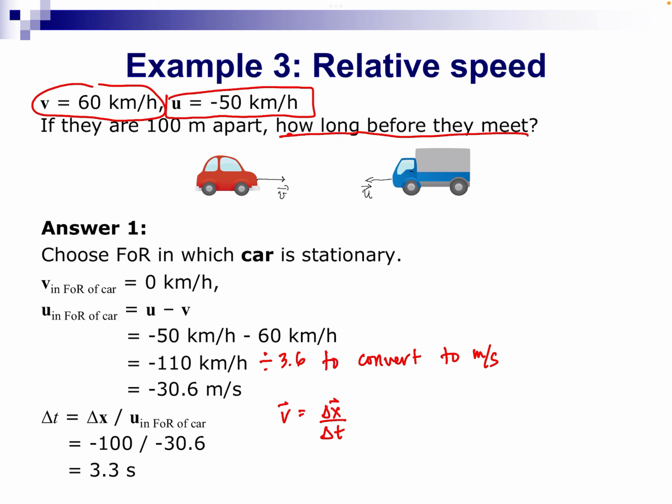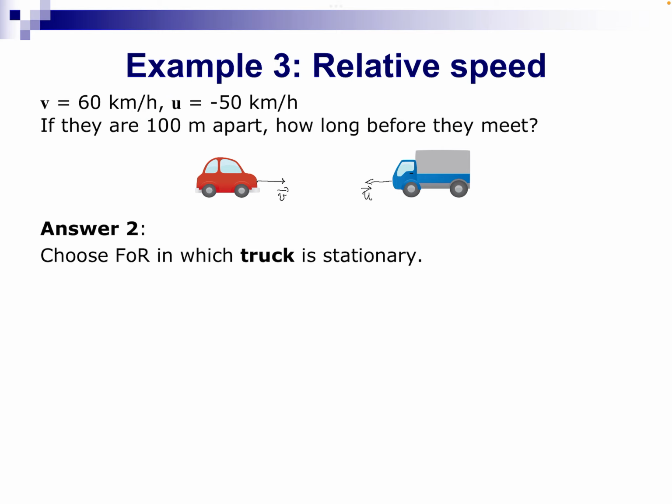Right, we are still looking at the frame of reference in the car. Okay, so for someone sitting in the car, the truck is moving to the left, and therefore the displacement of the truck will be negative 100 meters, divided by the velocity of the truck in the frame of reference of the car, which we solved to be negative 30.6. Hence, the time it takes for them to meet is 3.3 seconds.